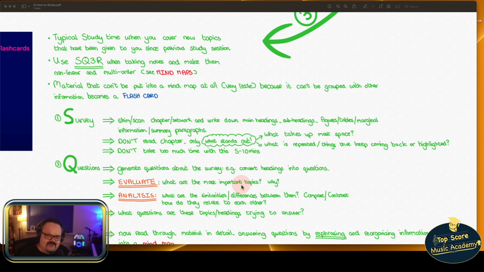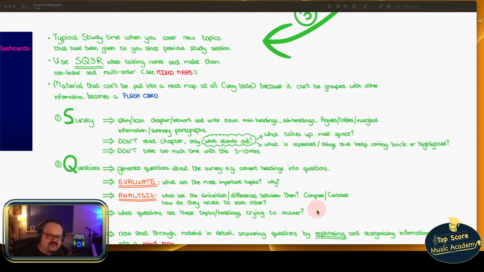Ask yourself, what are the big topics and why? List them in order of importance, in order of priority. You're making a judgment call, you're evaluating them. Okay, so analysis: what are the similarities and differences, or compare and contrast, is the other way of thinking of it, between these main ideas. Once you know what the important topics are, how are they related to each other? What are the differences and similarities? And what questions are these topics and headings trying to answer?